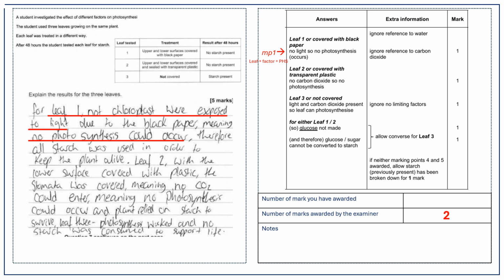This student then does the same for leaf 2, correctly identifying the factor that was missing and the effect on photosynthesis, meaning that they also were awarded marking point 2.